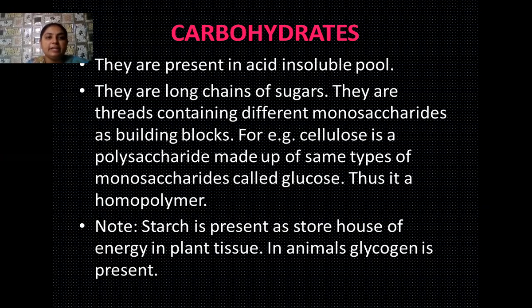And if we see their structure, they appear in the form of long threads, which consist of different monosaccharide units, which are their monomeric units or their building blocks. If we give the example of cellulose, then you know that cellulose is a homopolymer and it consists of so many monomeric units called glucose. You know the definition of homopolymer very well, students: those polymers which consist of the same kind of monomeric units are known as homopolymers.